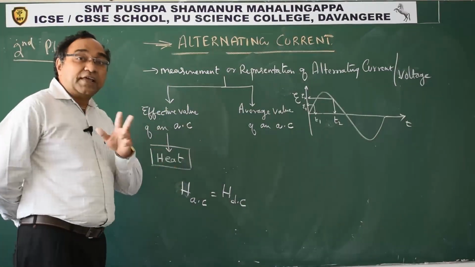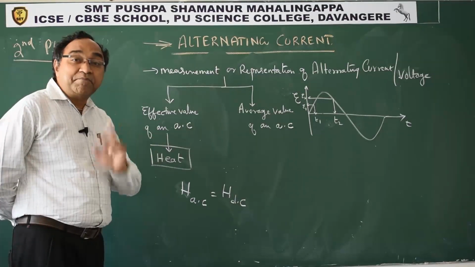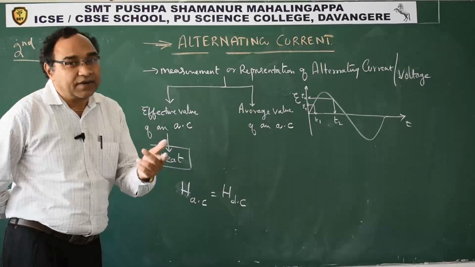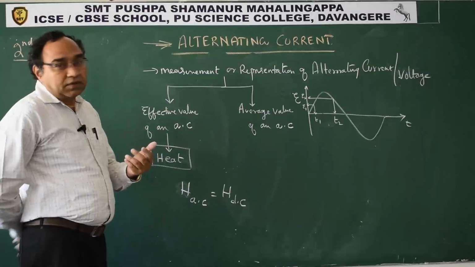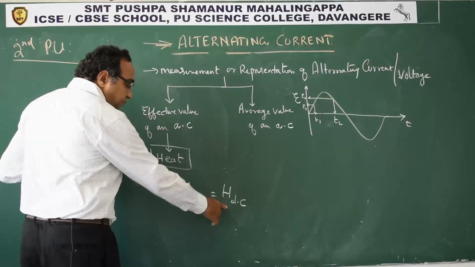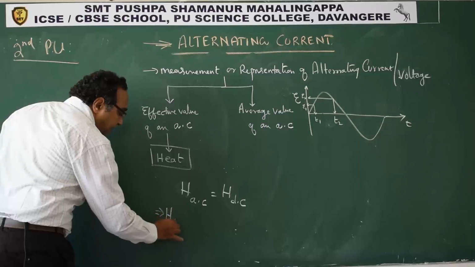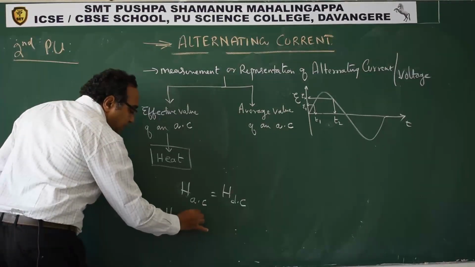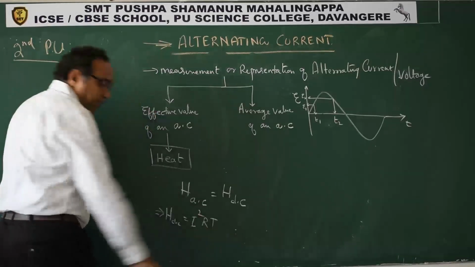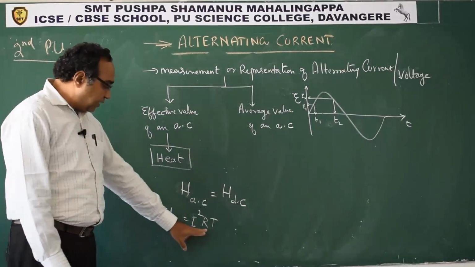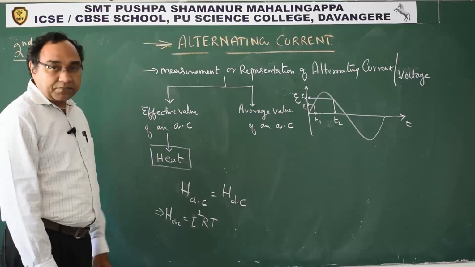See, we are keeping time constant and R constant, and we are comparing the strength of currents. So how do we do that? By using Joule's law. What is the heat generated in DC? We will call it I square RT in one cycle. I square RT is the amount of heat generated in a DC.